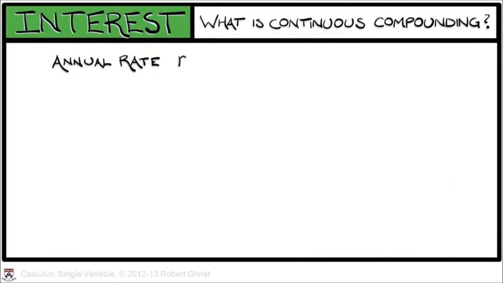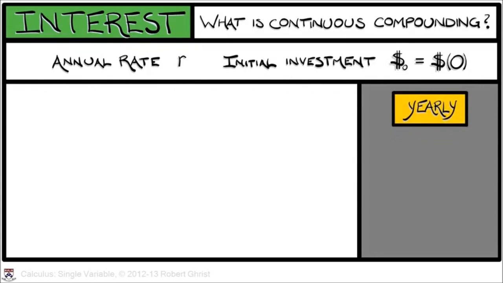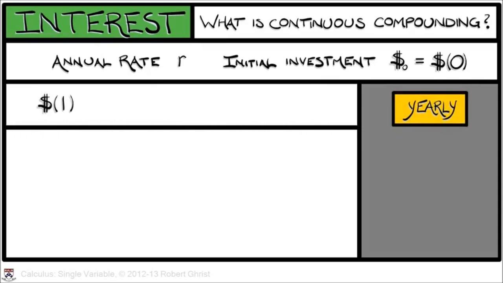Let's assume an annual interest rate of R and an initial investment of money at time 0. If we were to compound our interest yearly, then after 1 year, the amount of money we would have would be our initial investment plus that initial investment times the annual interest rate. We could write that as the initial investment times quantity 1 plus R.